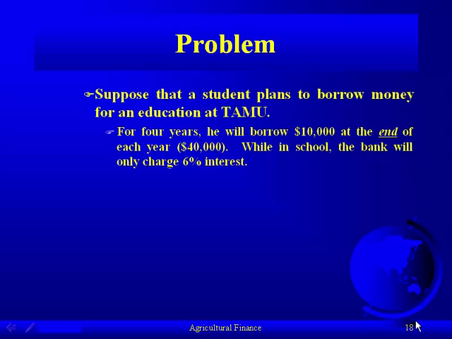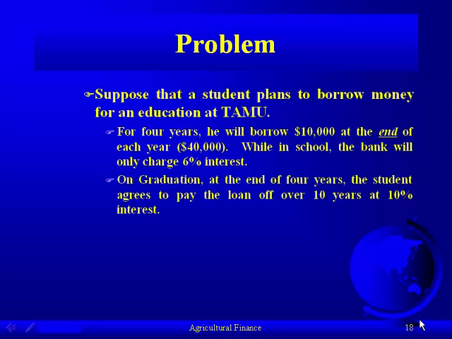We're also going to assume that we have a bank that's only going to charge 6% interest while you're in school. On graduation at the end of 4 years, the student agrees to pay the loan off over 10 years at 10% interest. That's typical of some types of loans where you have a lower rate and sometimes no interest rate while you're in school, and you don't have to pay anything on it either.